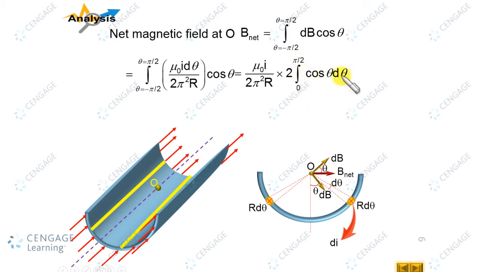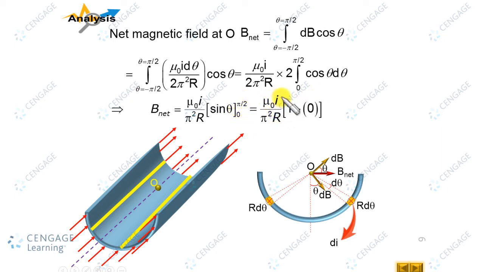and integration of the cos theta equal to the sin theta. Now we can put the limit, and after placing the limit, this is equal to mu naught I divided by pi square R, and this is sin pi by 2 minus sin 0. So this is 1 minus 0. After calculating, we will get the value mu naught I divided by pi square R. So this is the magnetic field because of this metal strip, right? Now let us move to next illustration.